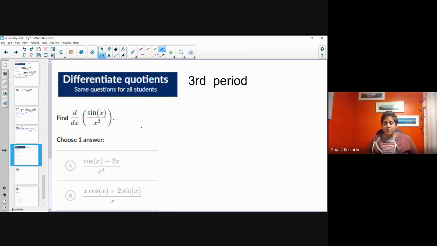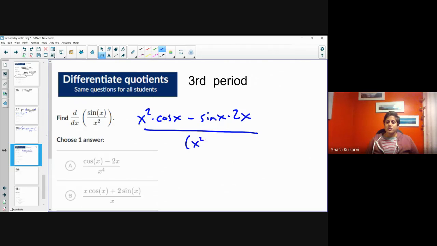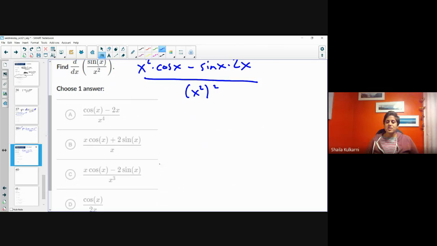Third period, let's see what your problems look like. Low, D high, minus high, D low, all over low squared. Ladies and gentlemen, do I see my exact answer? I do not. So we got to figure out what's happening here. I have an x squared cosine x minus 2x sine x all over x to the 4th. Remember, when there's only one term, I can just go ahead and do that. All right, I still don't see anything.